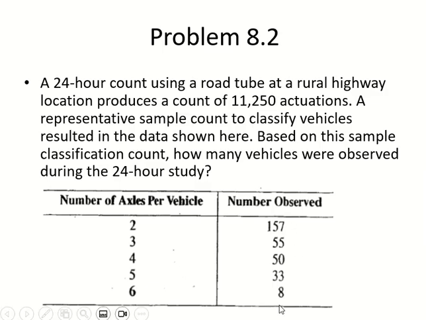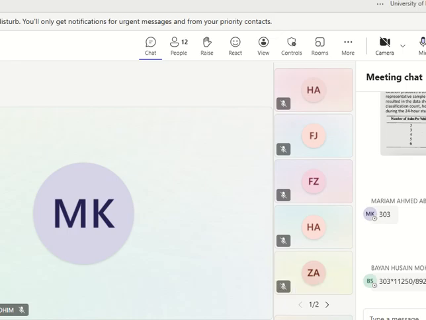So we have 303 vehicles. For the number of axles, I cannot add these axles together, because these are just numbers which I'm observing. I need the number of axles in these 303 vehicles. How many axles were observed in these 303 vehicles? So I have to multiply the vehicles with their number of axles. I got 2 axles 157 times, 3 axles 55 times, 4 axles 50 times, and so on and so forth.